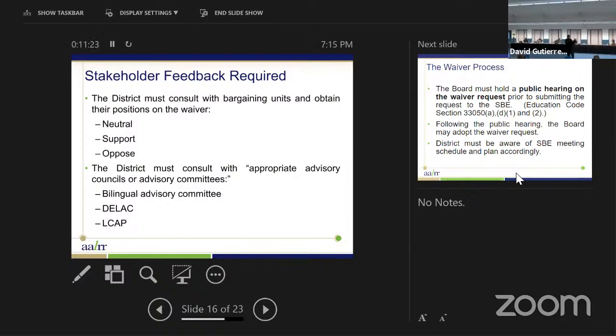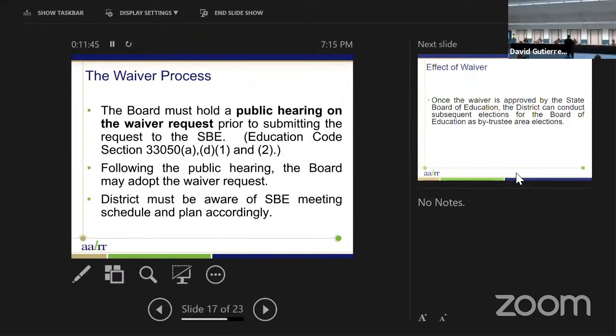So there is a stakeholder feedback requirement. As you go through the process, we help you figure out what stakeholder meetings and what kind of consultations you have to have. You also have to meet with your unions to see if they support, oppose, or are neutral. Likewise, your DLAC, your LCAP, and your bilingual advisory committees are all part of it, and we receive the feedback from them. So it's a robust community involvement event. But at the end of the day, you're more than likely going to get your waiver request, and then the district would be by area trustees.